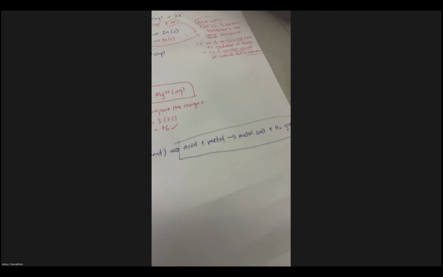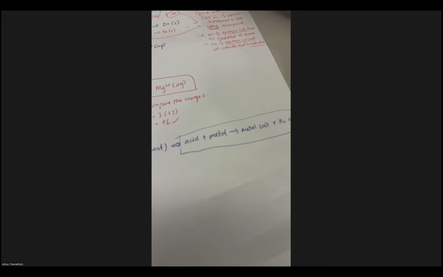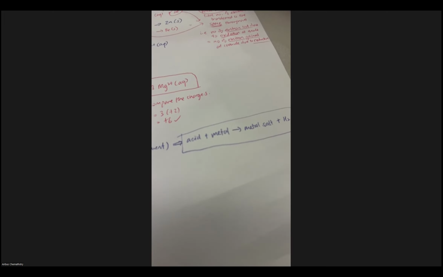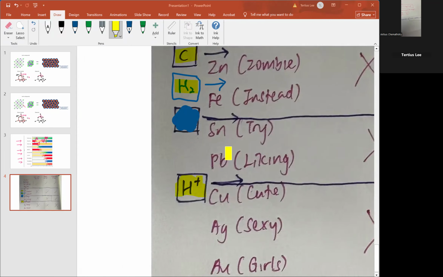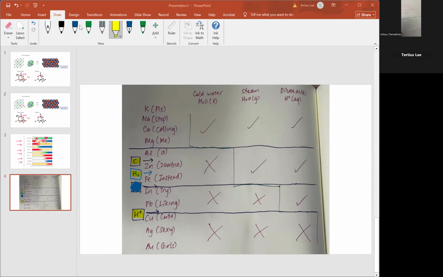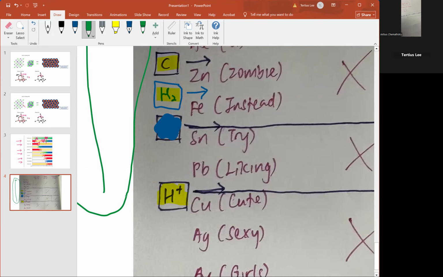So now let me go and share my PowerPoint. Okay, as you all can see here, this is the purpose of the H+ indicator. Any metal that is above this H+ indicator, all the way over here, can essentially react with dilute acids.